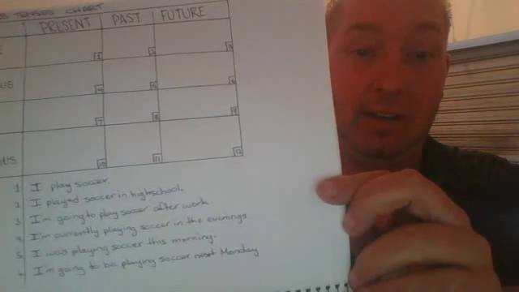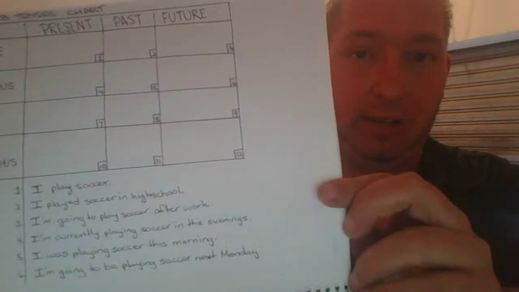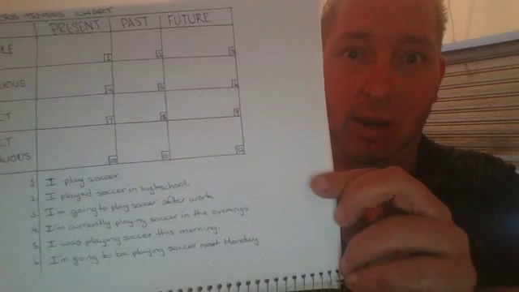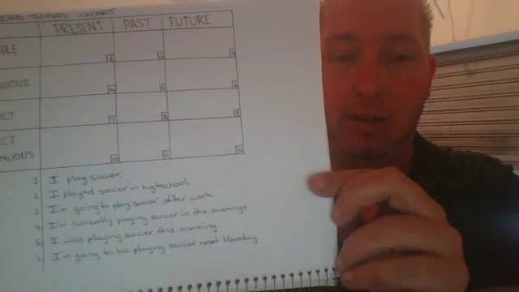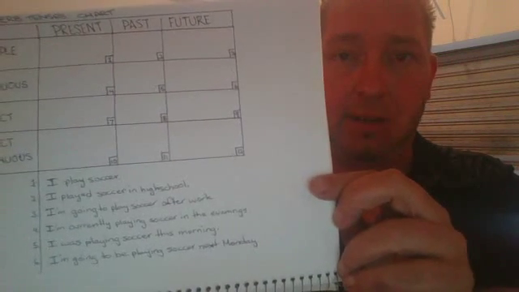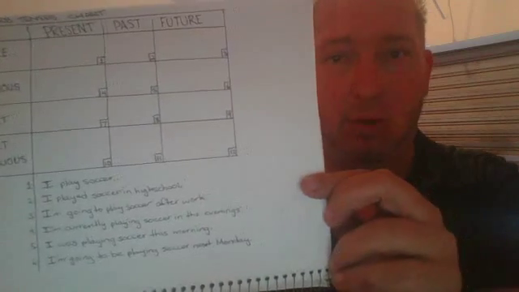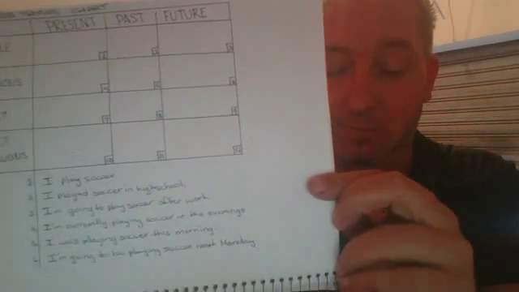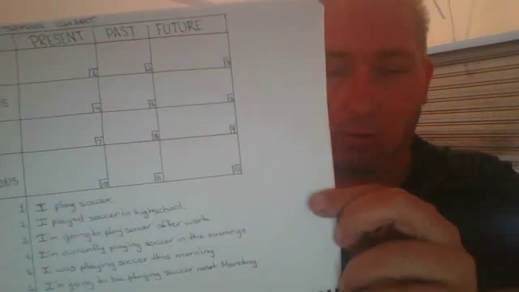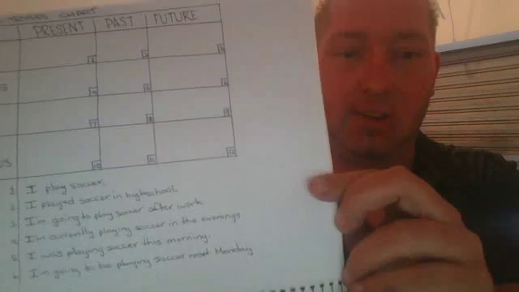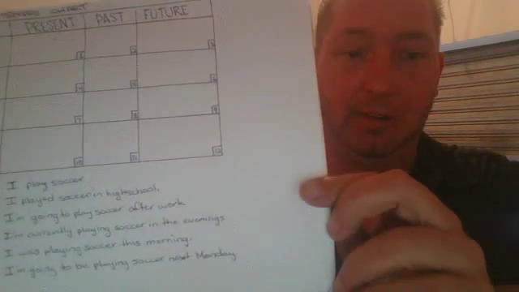So number 4 I have here. I'm currently playing soccer in the evenings. Currently I put in there because currently is a great word for them to be able to use from the beginning. Obviously explaining something that you are doing at the moment, in this general moment, not in this moment, but in this general moment. Could be today, tomorrow, yesterday. So that's why I put currently in there.